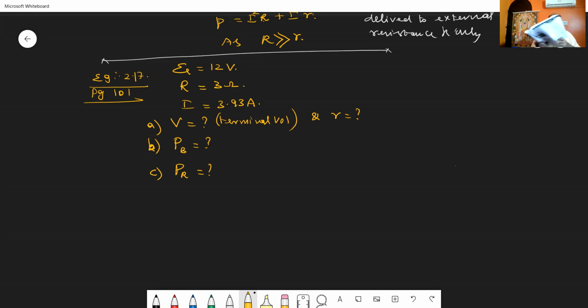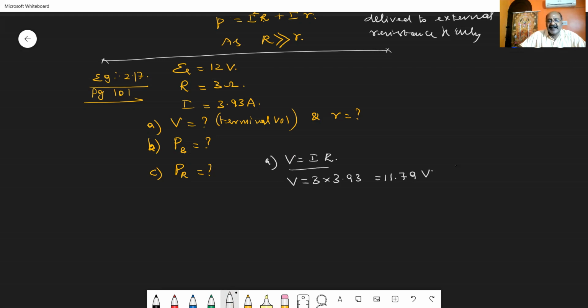First of all, let us consider the terminal voltage, as the terminal voltage is given by the formula. Option A, terminal voltage V is equal to I into capital R. We know both the values of I as well as R. On substituting, V is equal to 3 into 3.93. So 3 into 3 is 9, 9 into 3 is 27, again 2, 3 into 3 is 9, 9 plus 2 is 11. So 11.79 volt is considered to be the terminal voltage.